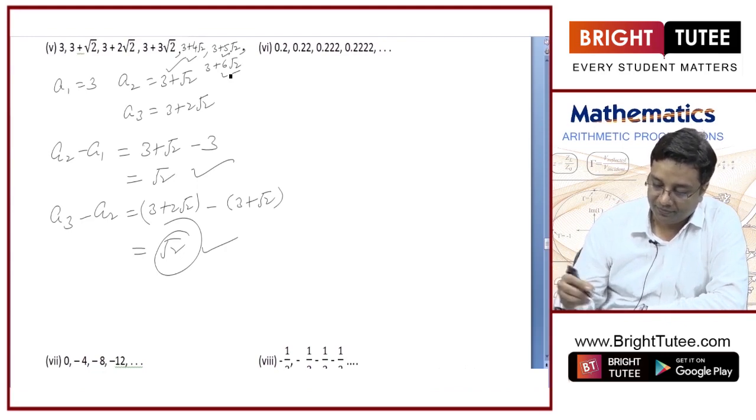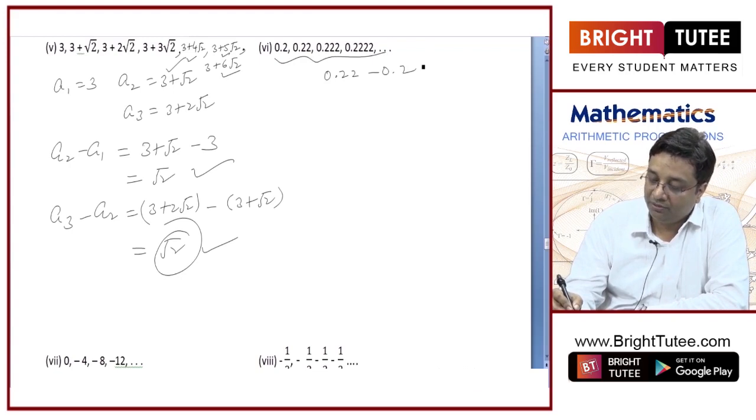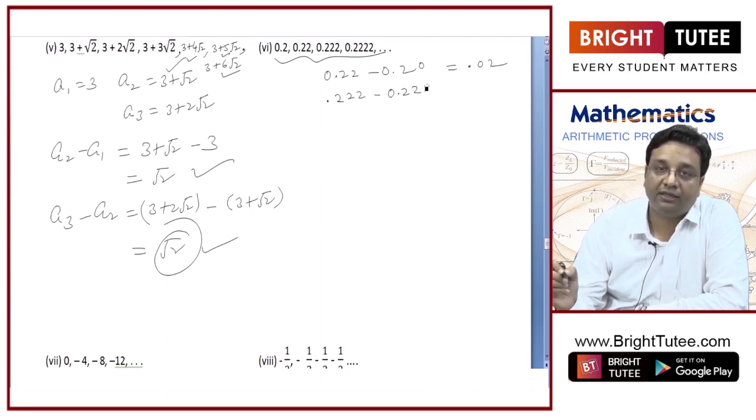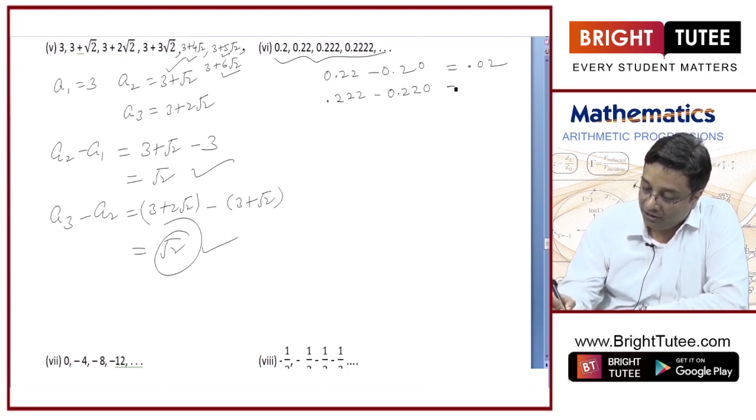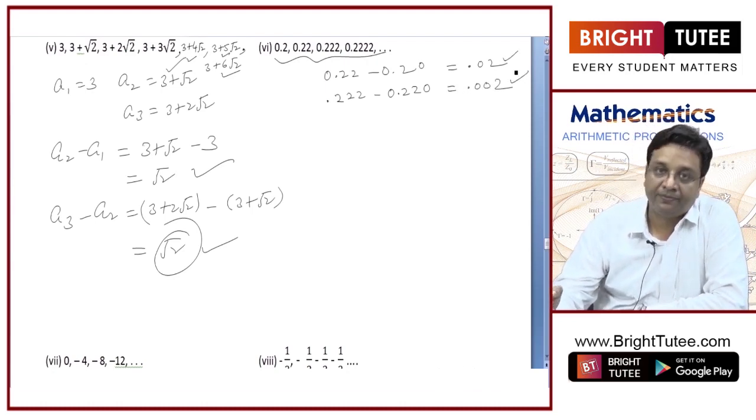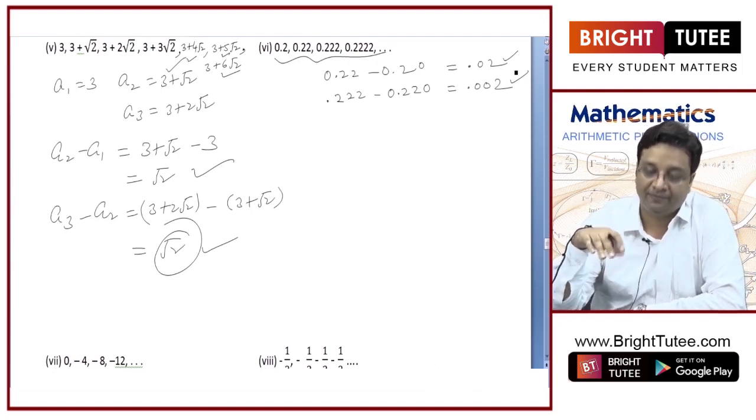Okay. Let us look at part 6 now. If I subtract 0.22 minus 0.2, 0.2 is nothing but 0.20. So I'll get 0.02, right? And now if I subtract the third term minus the second term, which is 0.222, you can add 0 in the end, right? So this will give me 0.002, right? Which is not the same. So hence there is no common difference and we can say that this sequence is not an AP, right?